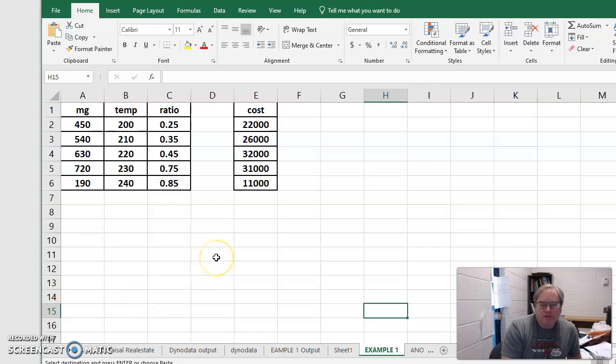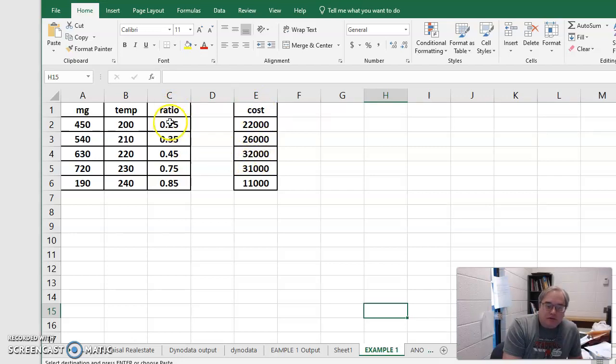Okay, so I'm going to do a couple more multiple regression videos. This is the one for today, and this is a standard example that I use. I have three different categories trying to predict a cost: MG, temp, ratio, whatever they stand for. It's called multiple regression because I have, in this case, three variables trying to predict a fourth.